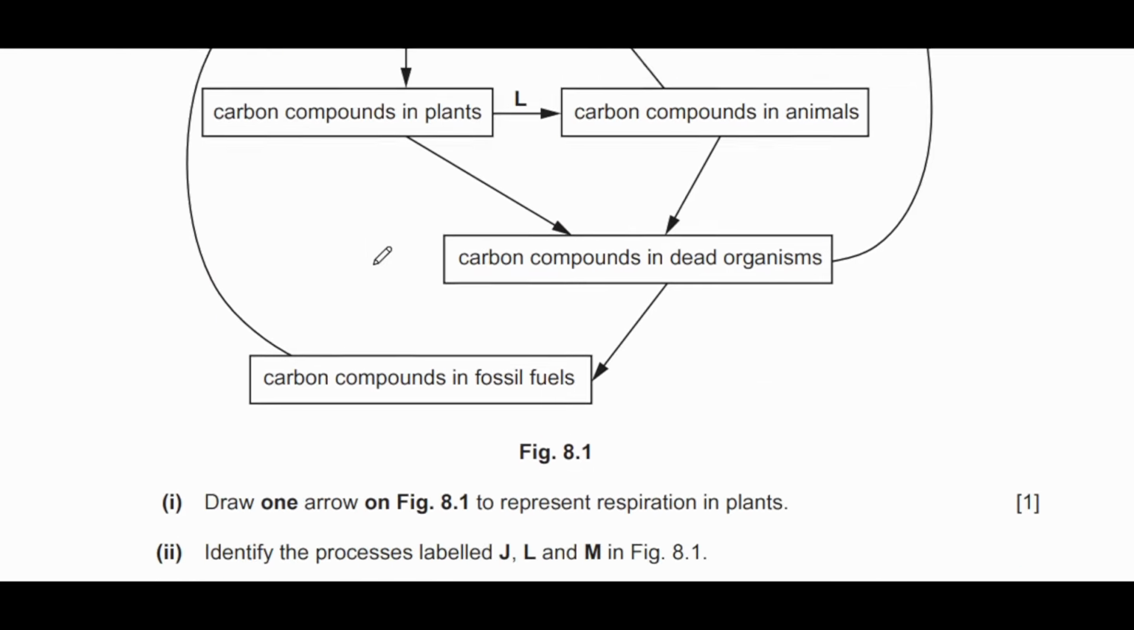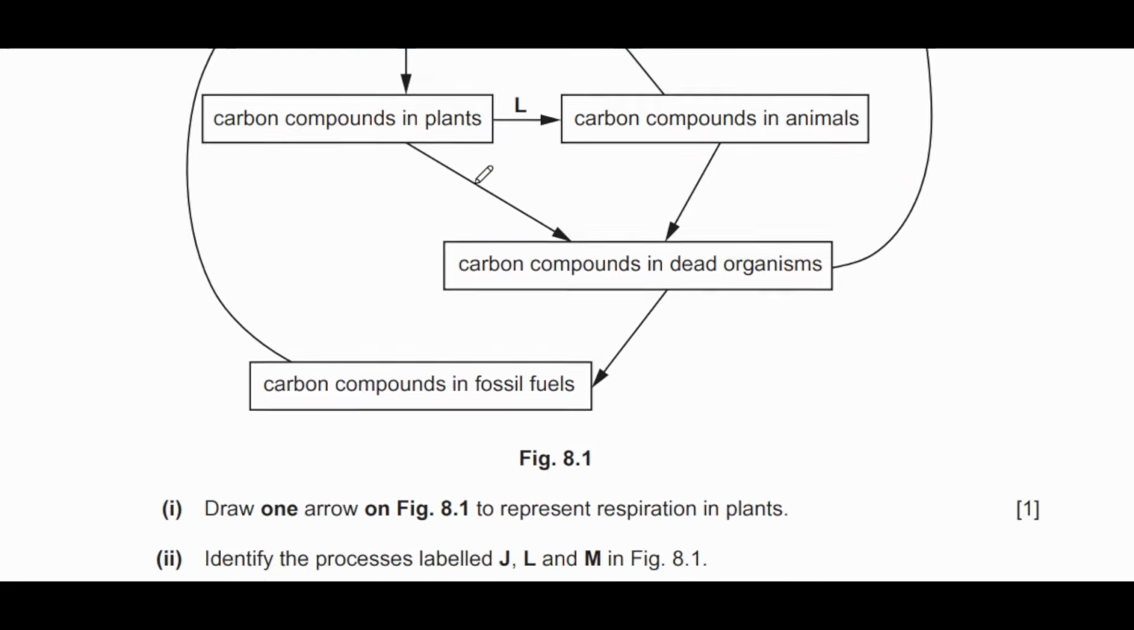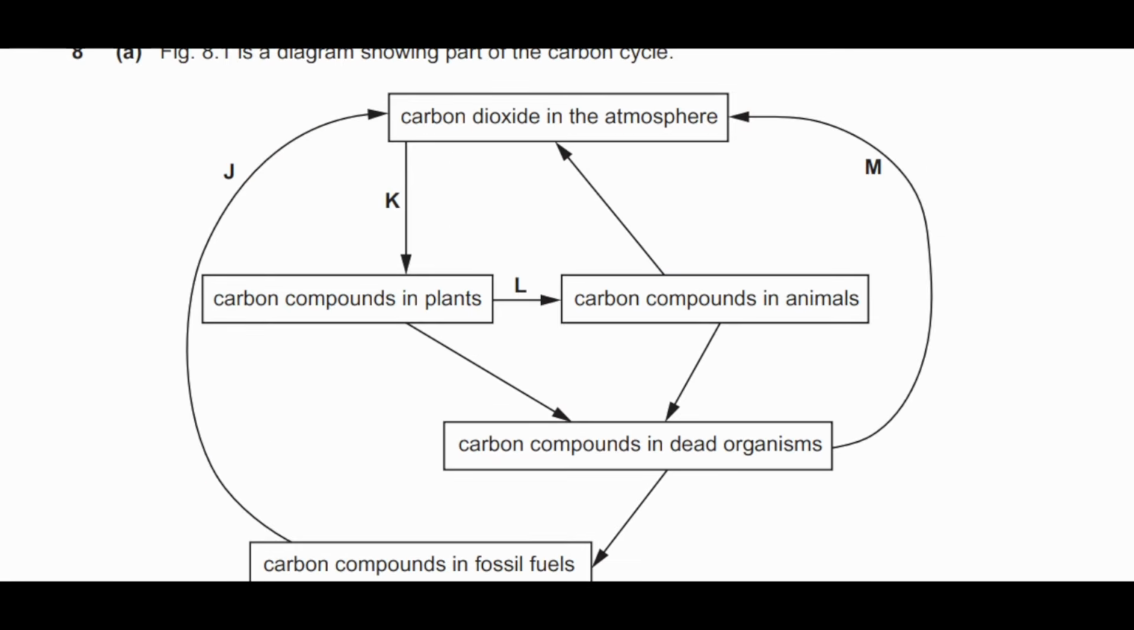And last question. Figure 8.1 is a diagram showing part of the carbon cycle. Draw one arrow in figure 8.1 to represent respiration in plants. So, carbon. So you would draw a line opposite of K. Here, draw it like that.